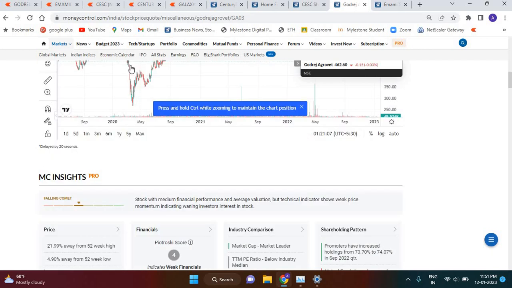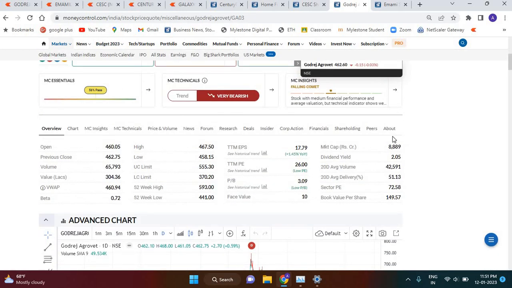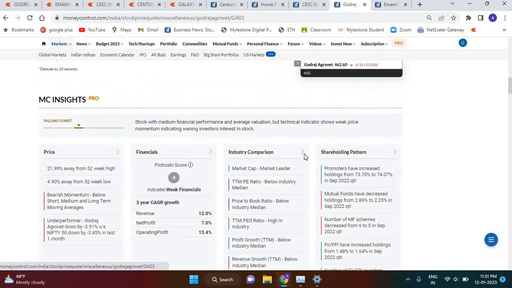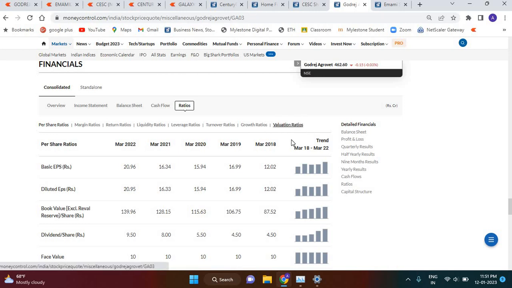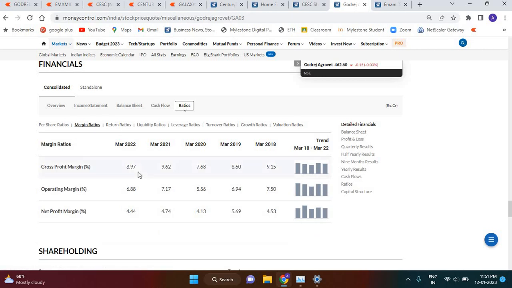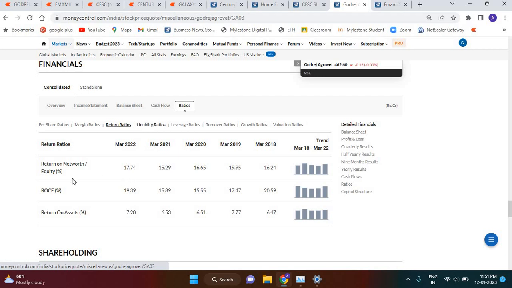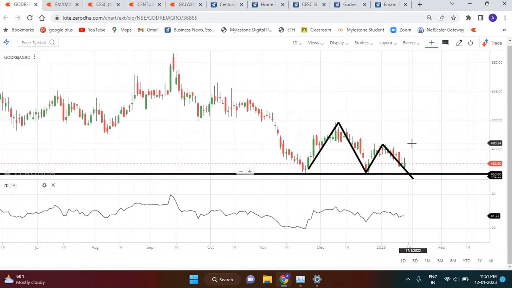Then this is Godrej Agro. Okay, Godrej Agro fundamentals are not bad. I would say it is good. It's one company which I'm tracking continuously. Okay, so it looks good, as in not bad. It's not great, but not bad. There is improvement. So we look at the chart.